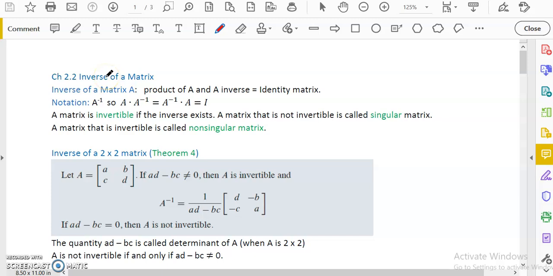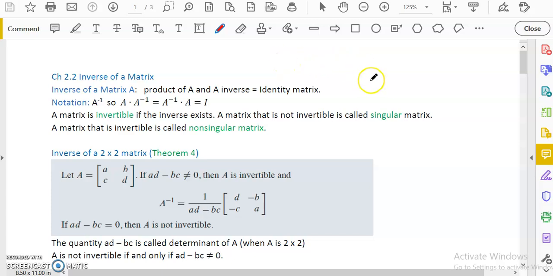In 2.1, we saw that a matrix is an object that we can use for calculation. We can add and we can subtract. So there is something called the inverse of a matrix. What is the purpose of it?